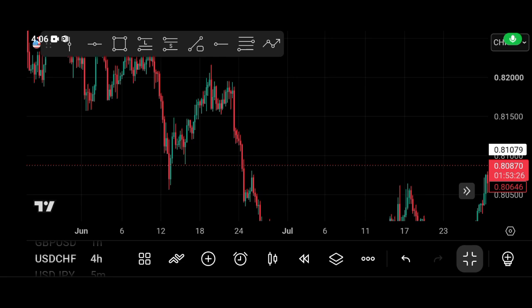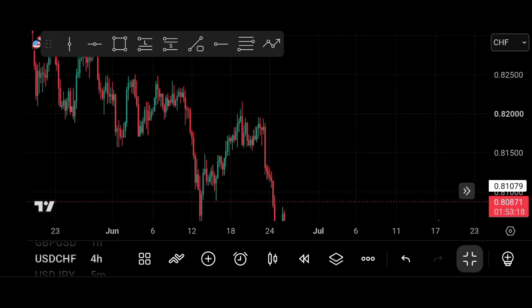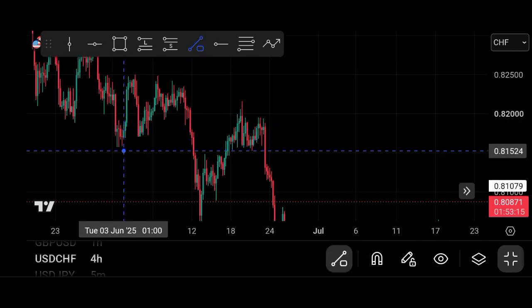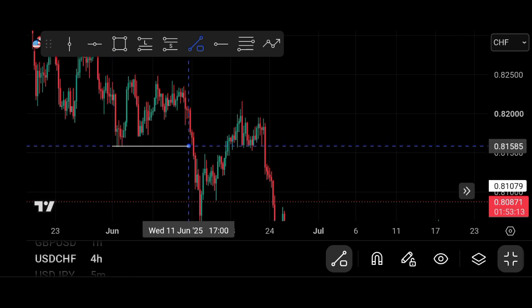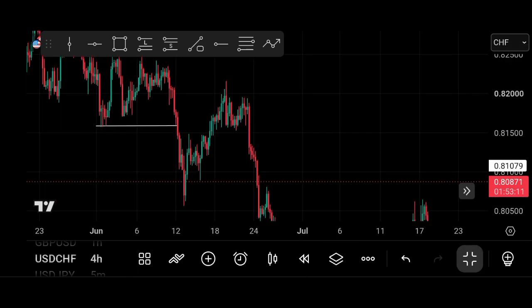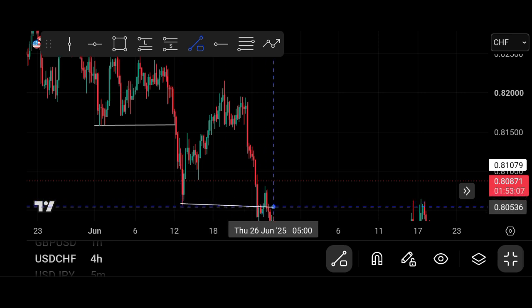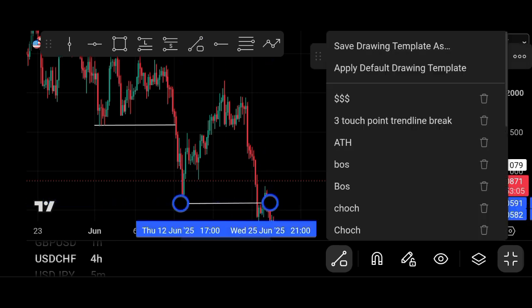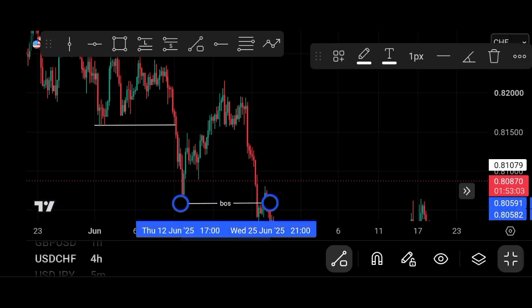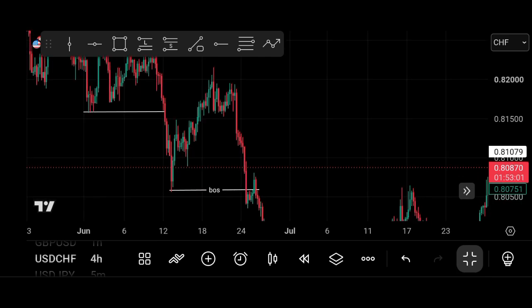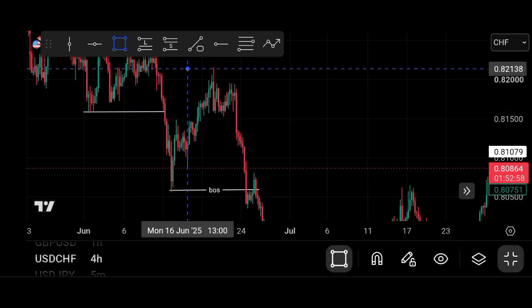to explain the supply, we are going to be using USD CHF 4 hours time frame. From here we can see we are on a downtrend. On a downtrend, you label your break of structure. What do we do after you draw your break of structure? You make sure you identify your zone.